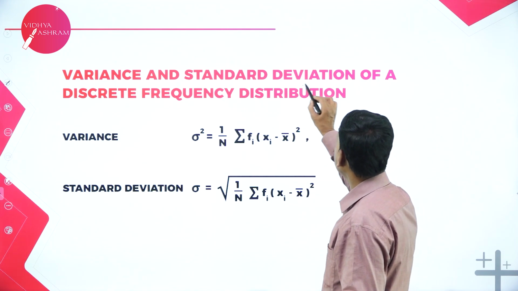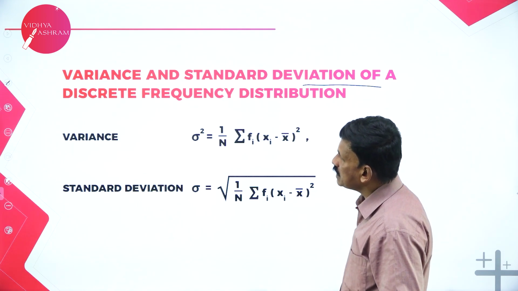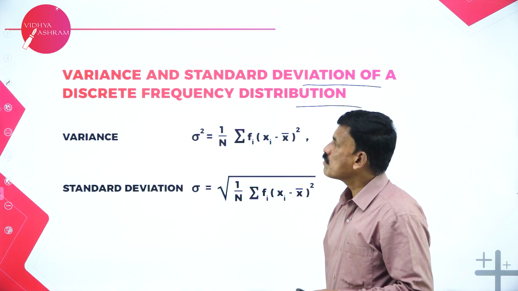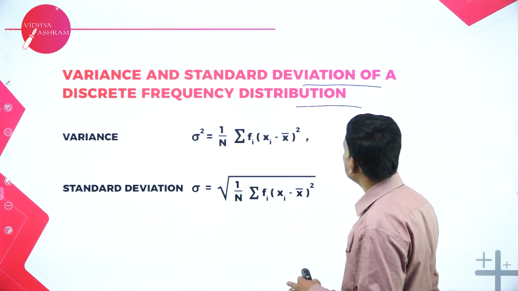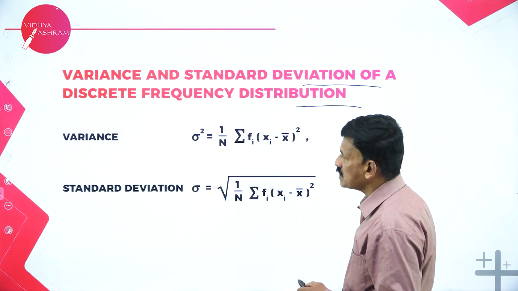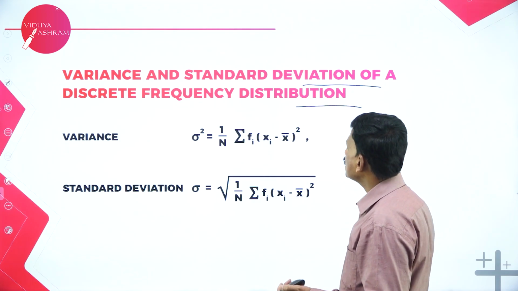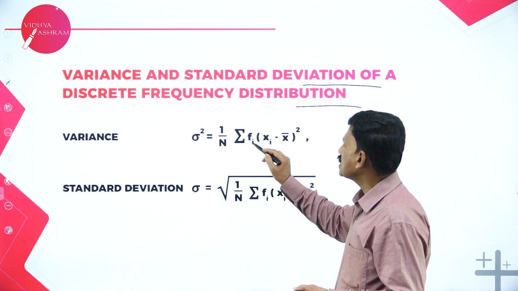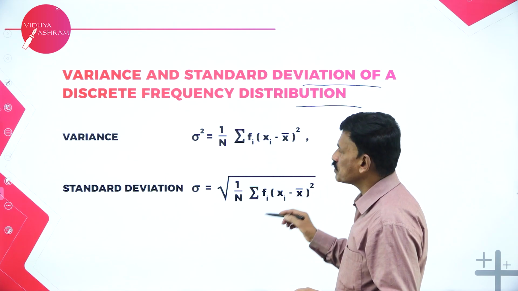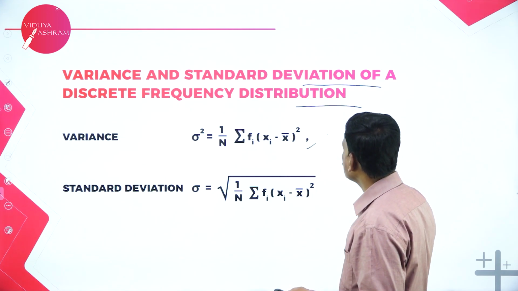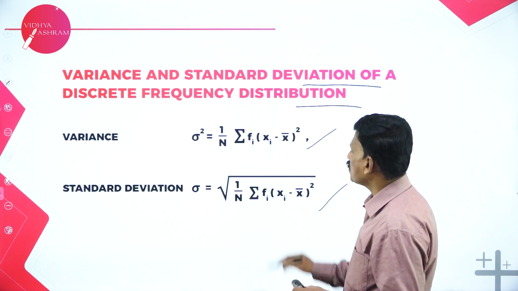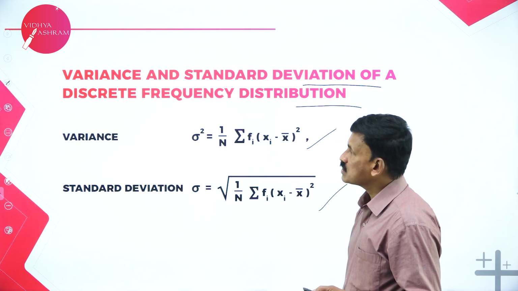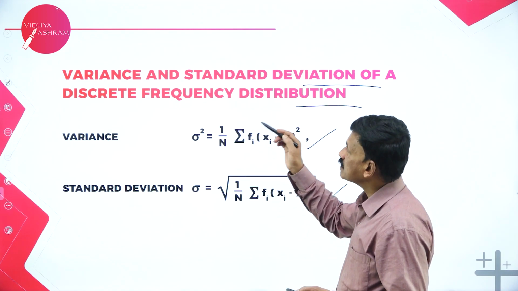Variance and standard deviation of a discrete frequency distribution. Let me explain. So the variance rho square is same as the previous type. Rho square is equal to 1 over n sigma fi xi minus x bar whole square, and the standard deviation is equal to the square root of this. So square root of 1 over n into sigma fi xi minus x bar whole square. So this is same as the previous one.